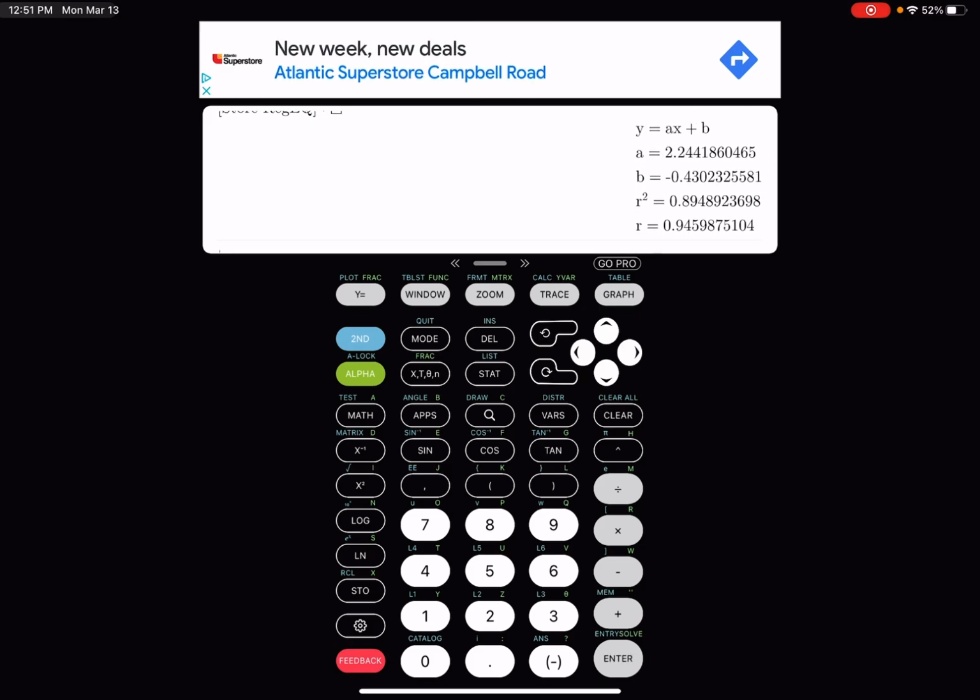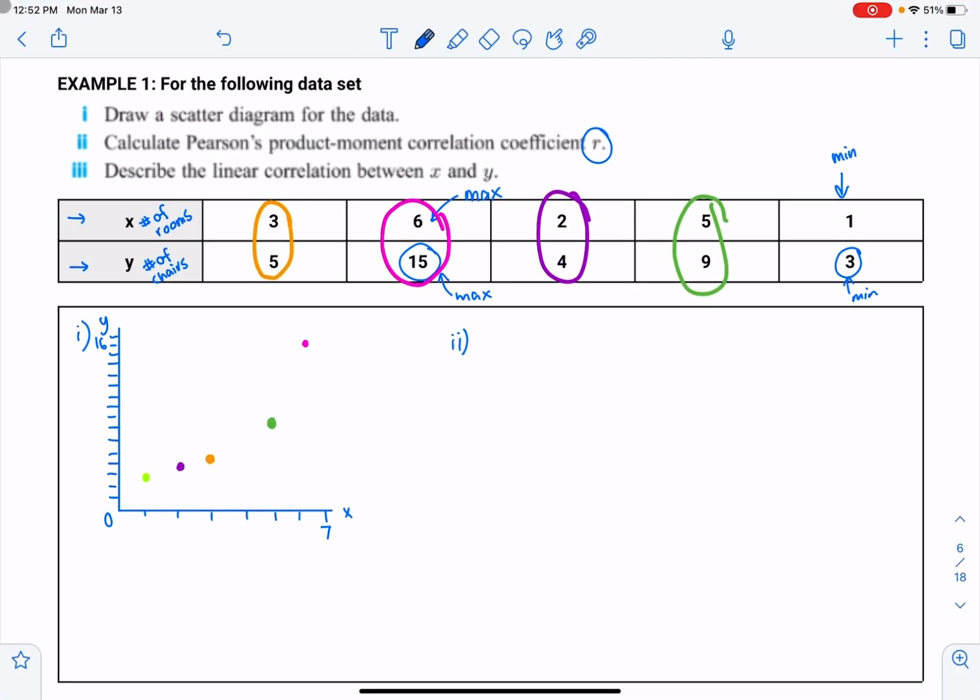And that's going to spit some variables back at us. We've got a and b, which we'll talk about down the road, and r squared, which we're not too interested in. When you take the square root of that r squared value, you get r. And r is our regression coefficient, our correlation coefficient. r is the value that we're looking for here. So to 3 sig figs, our r value is going to be 0.946. So here it is.